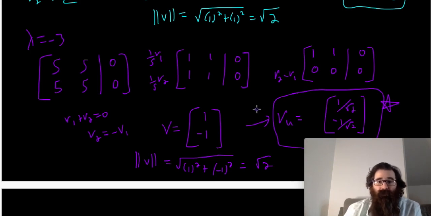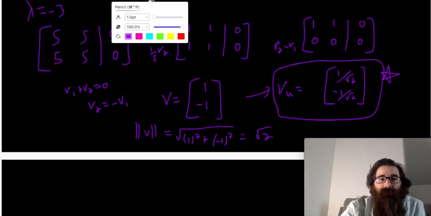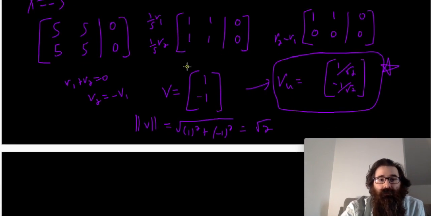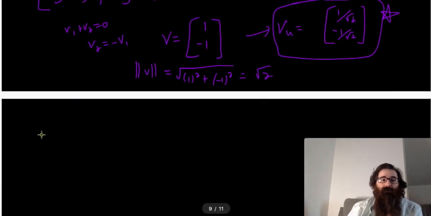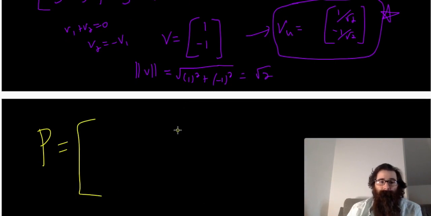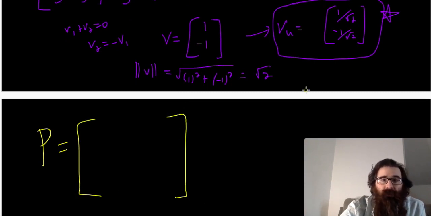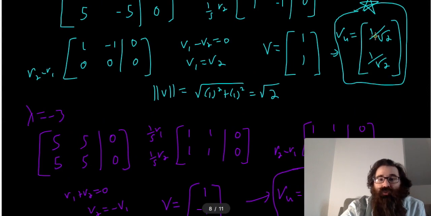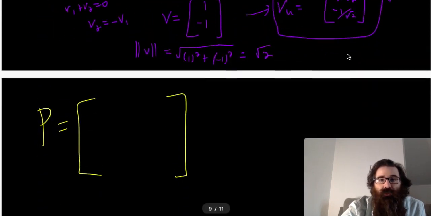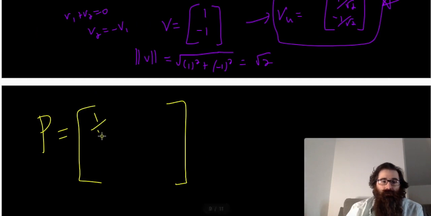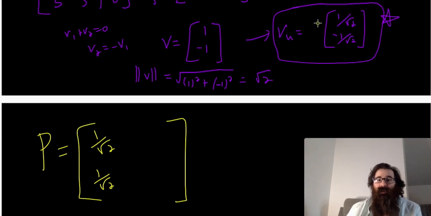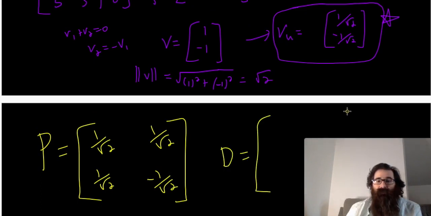So there we have it. Now from this, I can go ahead and build the results. So I want my orthogonal matrix P. And the first column of that should be my blue unit eigenvector, 1 over square root 2, 1 over square root 2. The second column of it should be my purple unit eigenvector, which was 1 over square root 2, negative 1 over square root 2. And I'm also going to want to build my diagonal matrix, capital D.